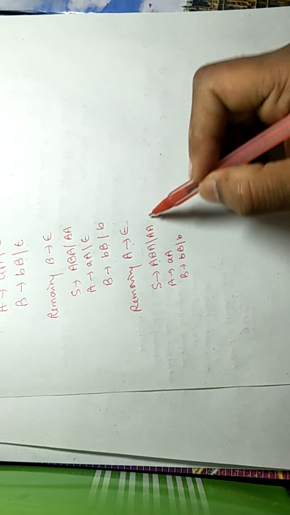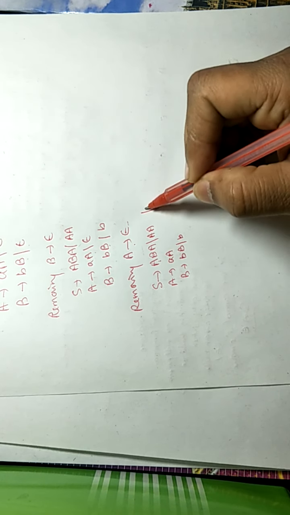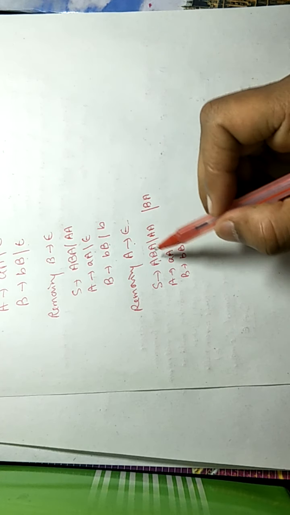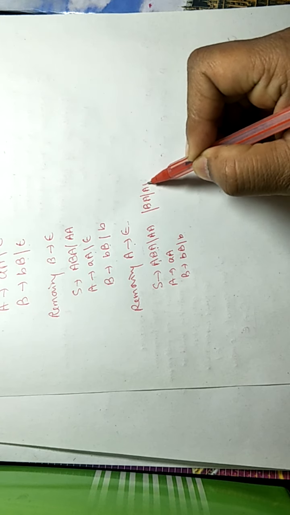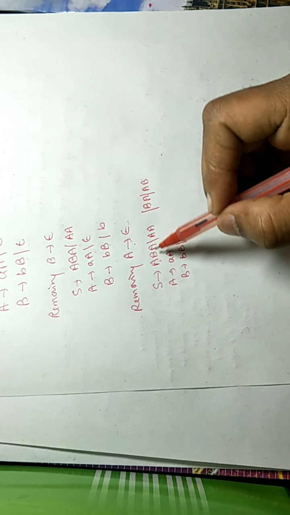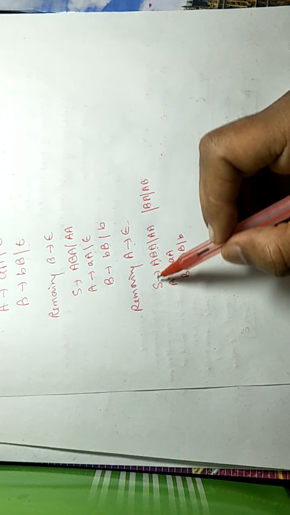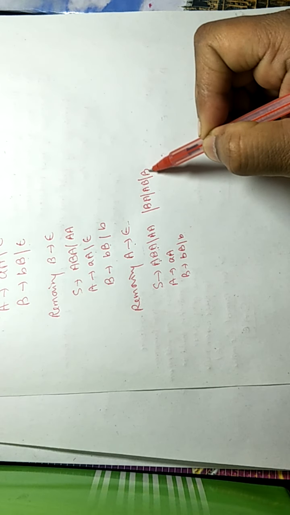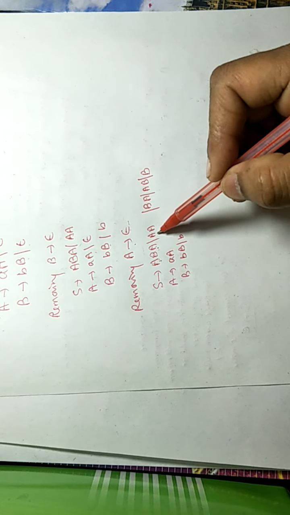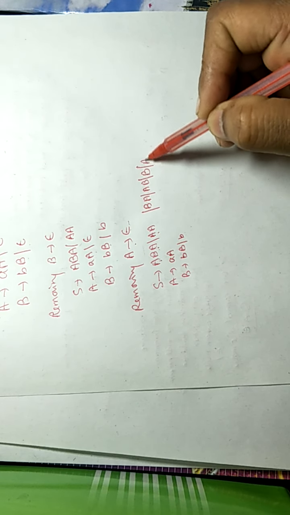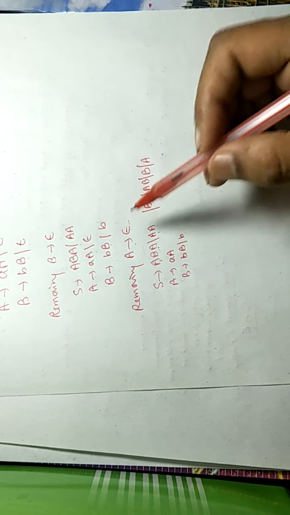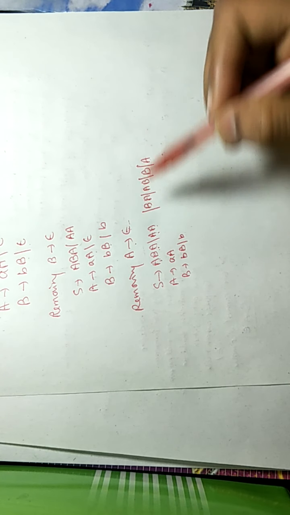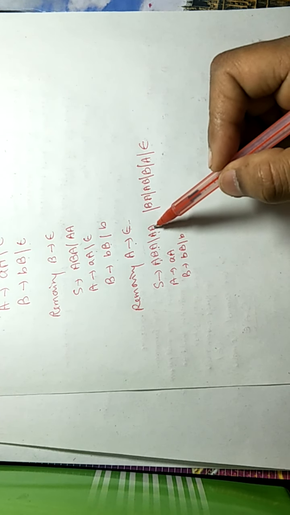It can be used here, so we can get BA. It can be used here, we can get AB. It can be used at both places, so we can get S tends to B. It can be used here, we can get A. It can be used here, we can get A. A is already written. It can be used at both places, so we can get S tends to epsilon also by putting epsilon at both places.